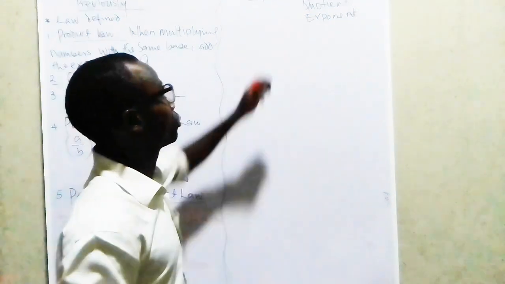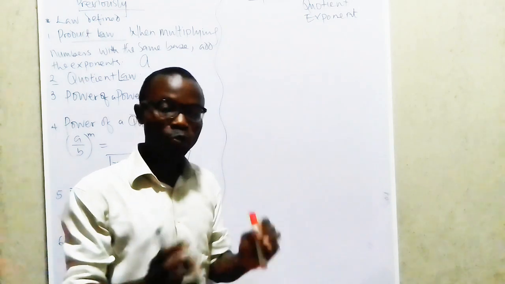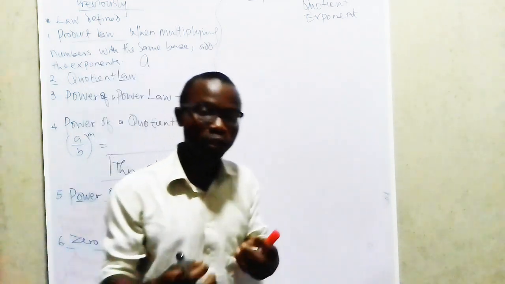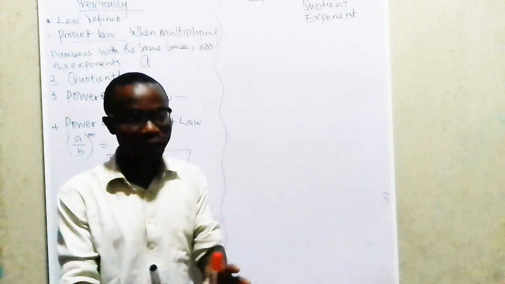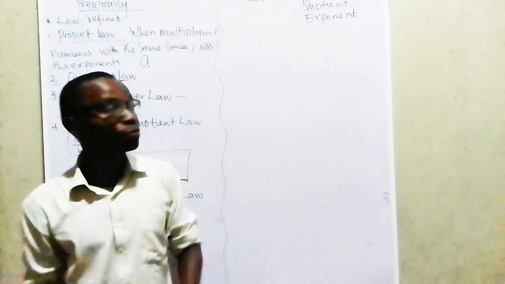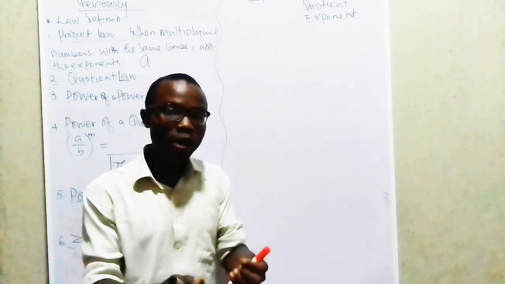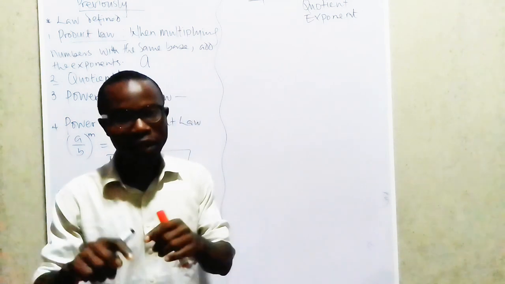Now, product is what results when a number is multiplied by another. So the product is the result of multiplying one number by another. The quotient is the number that results when a number is divided by another.